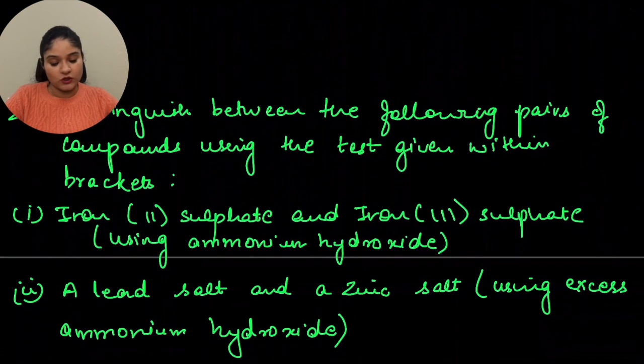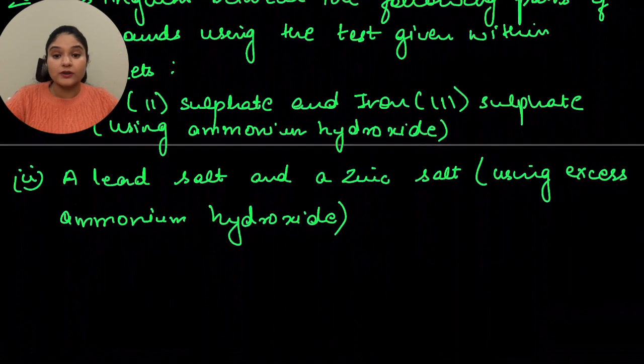Let's move on to the next question. Distinguish between the following pairs of compounds using the test given within brackets. So iron 2 sulfate and iron 3 sulfate using ammonium hydroxide. So how will we differentiate between that? So if we talk about iron 2 sulfate, you have a dirty green PPT which eventually turns into reddish brown PPT, and this is insoluble in excess of ammonium hydroxide. Whereas if we talk about iron 3 sulfate, that's a reddish brown PPT and it is insoluble in excess of ammonium hydroxide.